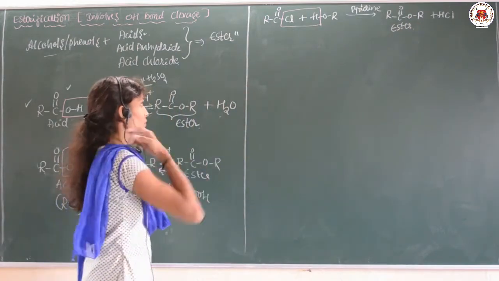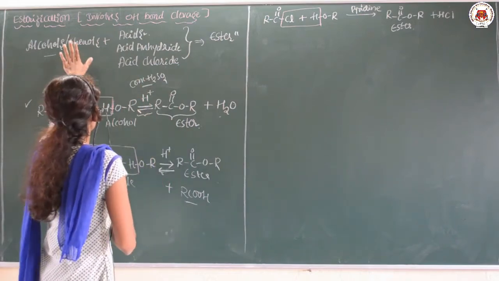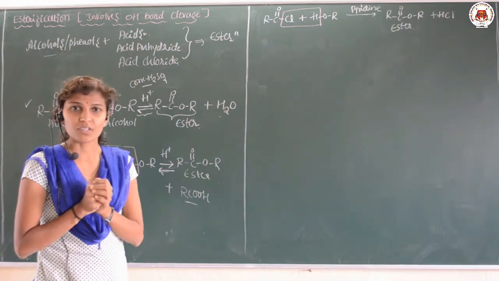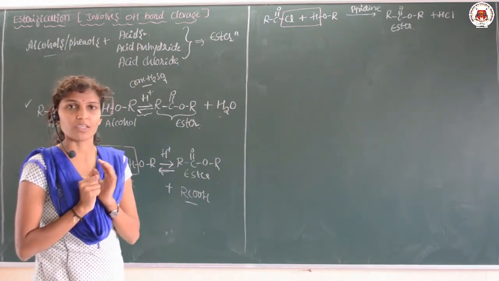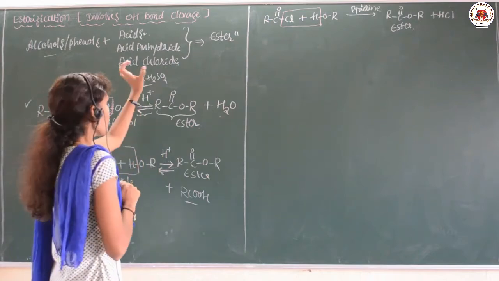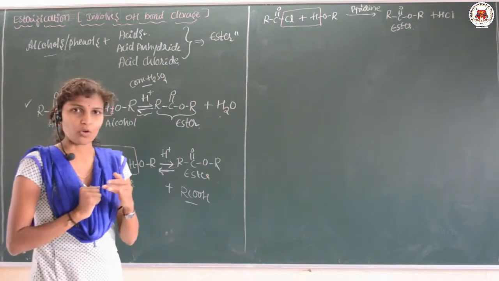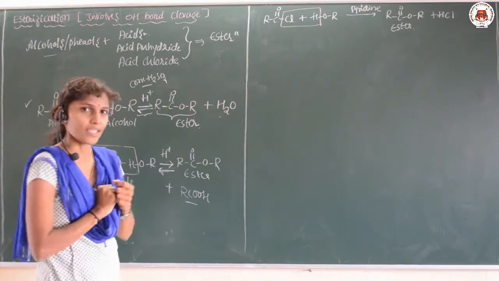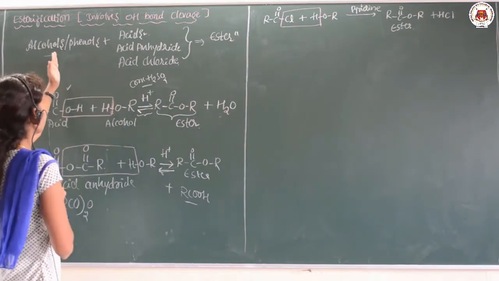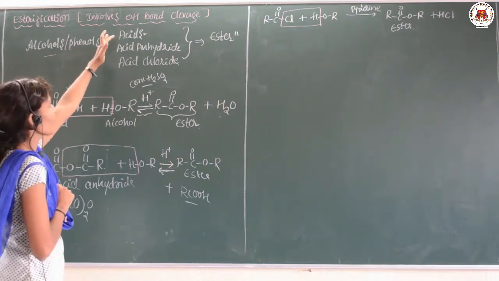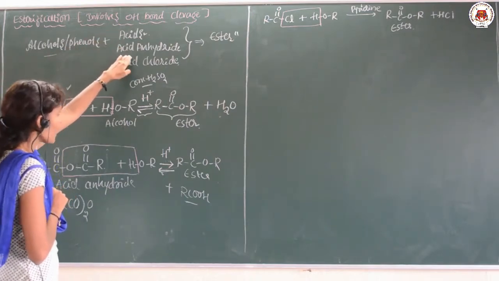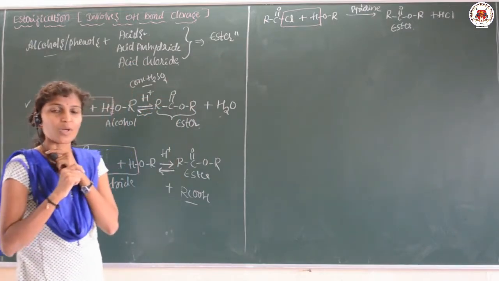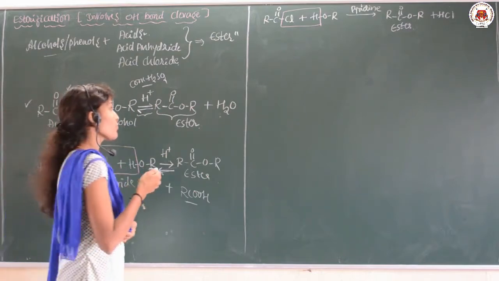Okay. First of all, we are discussing the esterification reaction. Esterification is nothing but the formation of an ester. So here the reactant will be alcohol. With the alcohol, what we are treating will give us an ester. Suppose the alcohol or phenol is reacted with an acid, acid anhydride, or acid chloride, it will give us an ester. That is why this process is called esterification.